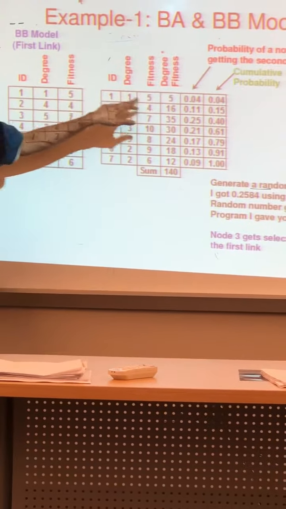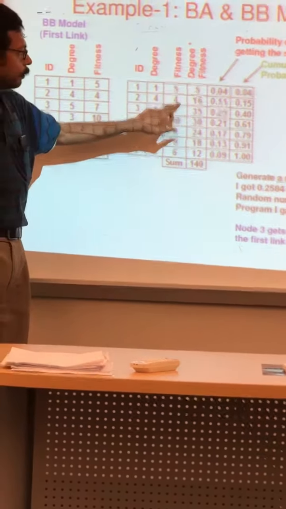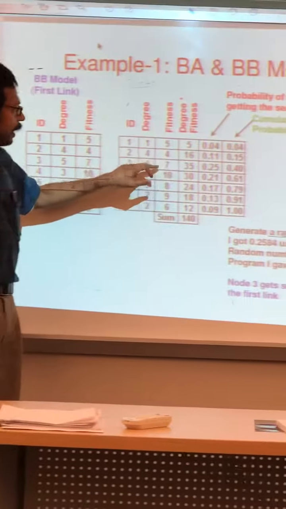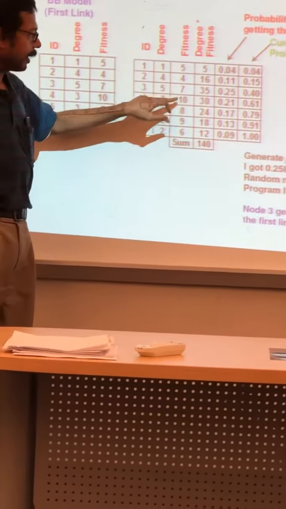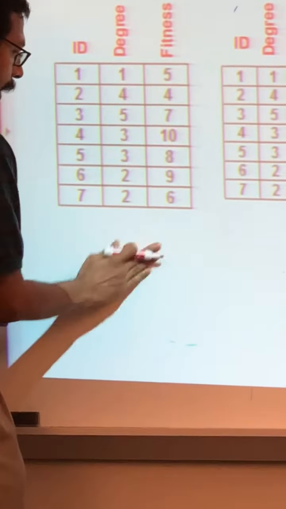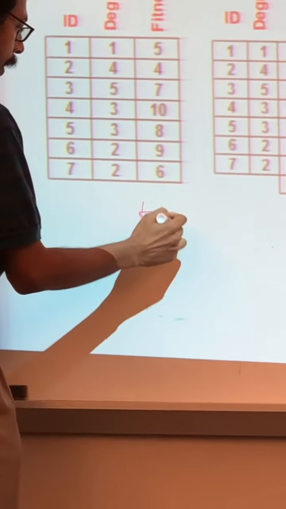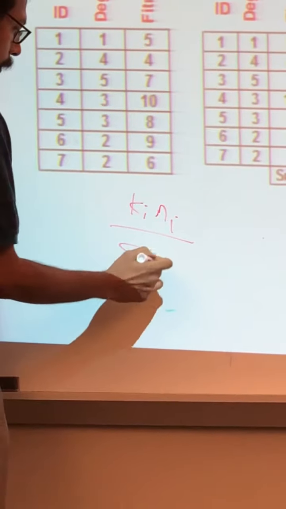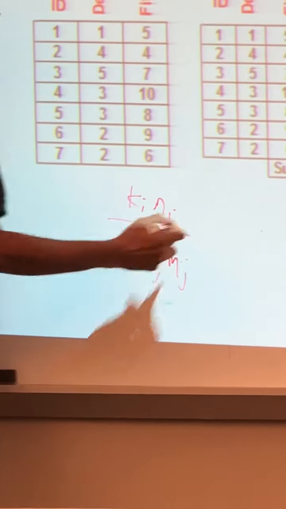So 1 times 5 is 5, 4 times 4 is 16, 5 times 7 is 35, 3 times 10 is 30. Then once you multiply them, add them up. So why do we have to do this? Because we have used this formula: sigma k_i eta_i divided by the summation of all the k_j eta_j.